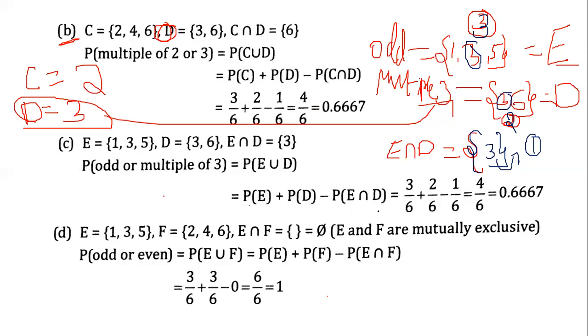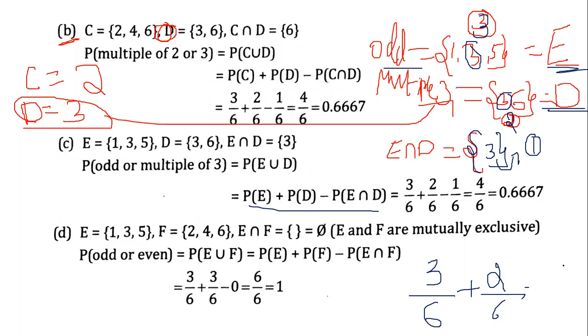Now just put that into the formula. So probability of getting an odd number, that is event E, is 3 favorable outcomes out of total 6, plus probability of getting multiple of 3, which is D, that is 2 possible outcomes out of 6, minus what is common? 3 is common. So only one outcome. So 1 divided by 6. Again 3 plus 2 minus 1 will give you 4 by 6. Understood? Third one. Any doubts in this?